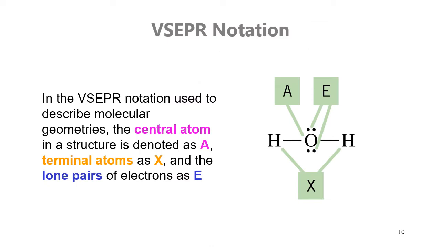This is what we have to know about VSEPR, the AXE notation. A refers to the central atom. For H2O, the central atom is oxygen. X is the terminal atoms. For example, in H2O, the terminal atoms are hydrogen. And the lone pairs are referred to as E. So there are 2 lone pairs in H2O, AX2E2.